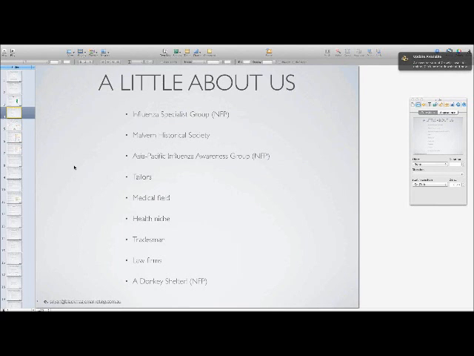Some people we've worked with, there's a couple of not-for-profits there, the Influenza Specialist Group and the Asia Pacific Influenza Awareness Group, or Apache is what they're called. A donkey shelter down the bottom, which is the strangest not-for-profit that I've ever heard of, but we're working with them at the moment. And we've also got another flu-based group who are currently going through the application process, and they're the Immunisation Nurses Special Interest Group.